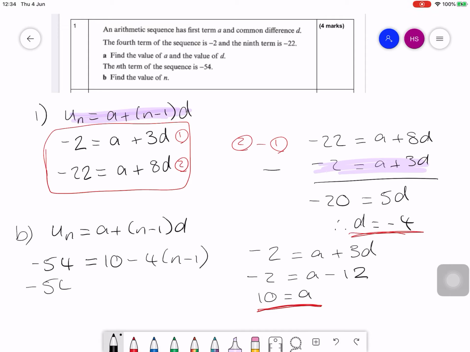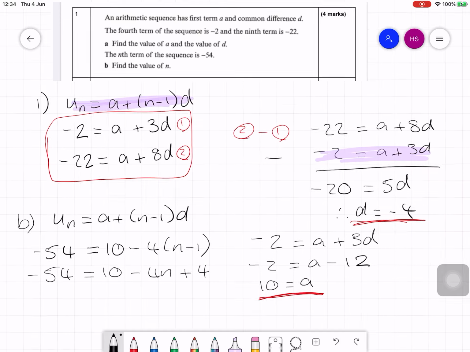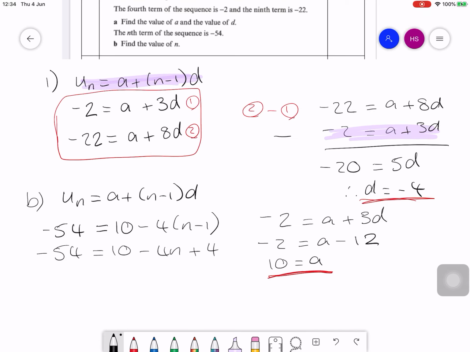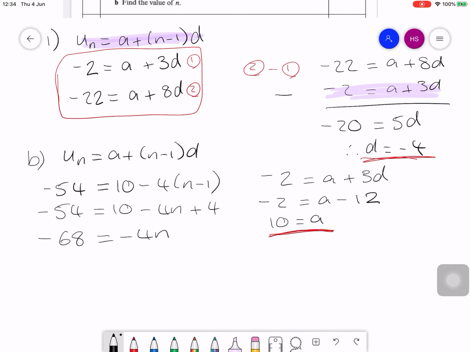So all I've got to do is find n. Let's multiply out those brackets. Be really careful. That's going to be plus 4 because it's minus 4 times minus 1. So the 10 plus 4 is 14. If I minus 14 from the left-hand side, I get minus 4n is minus 68. So if I do minus 68 divided by minus 4, I get n is 17.